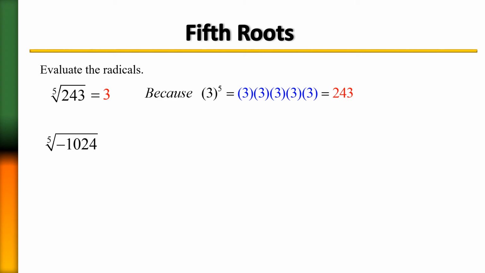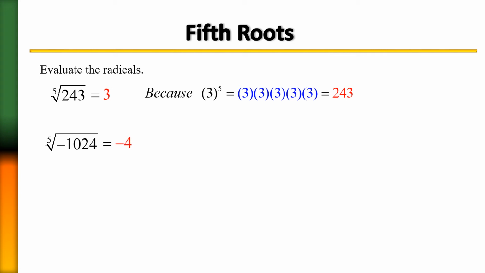Last one, what is the fifth root of negative 1024? And no, the answer is not "not a real number." You are allowed to have a negative underneath an odd root, so we have to solve this. We want to know what number, when we multiply it 5 times, is going to equal negative 1024. So we know it's going to equal some negative number. What is that negative number? Can you think of it?